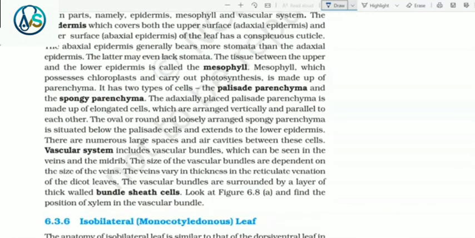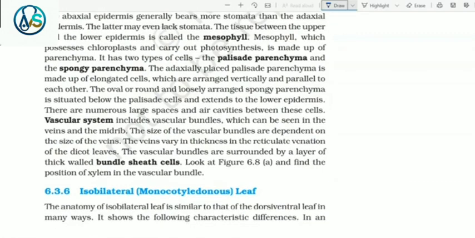The tissue between the upper and the lower epidermis is called the mesophyll. Mesophyll, which possesses chloroplast and carries out photosynthesis, is made up of parenchyma. It has 2 types of cells, the palisade parenchyma and the spongy parenchyma. The adaxially placed palisade parenchyma is made up of elongated cells, which are arranged vertically and parallel to each other. The oval or round and loosely arranged spongy parenchyma is situated below the palisade cells and extends to the lower epidermis. There are numerous large spaces and air cavities between these cells.